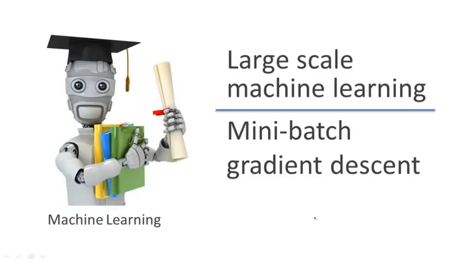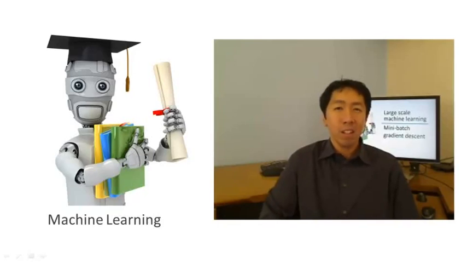In the previous video, we talked about stochastic gradient descent and how that can be much faster than batch gradient descent. In this video, let's talk about another variation on these ideas called mini-batch gradient descent that can work sometimes even a bit faster than stochastic gradient descent.